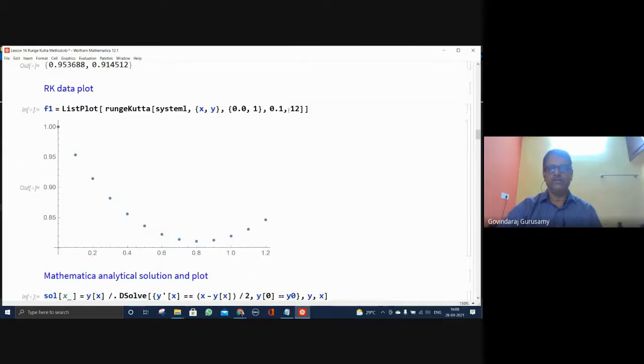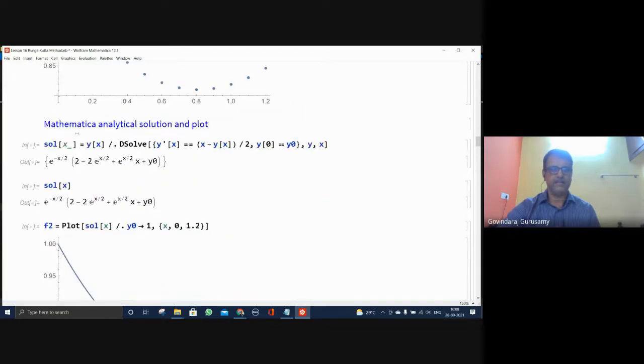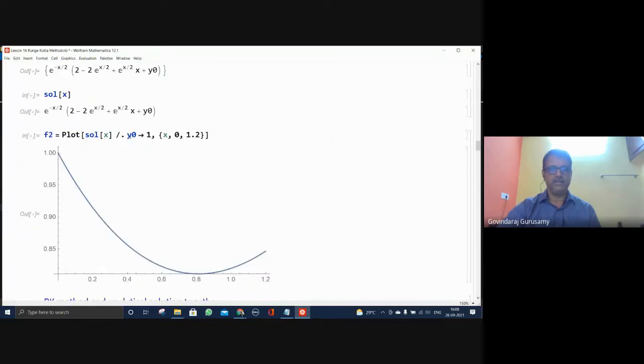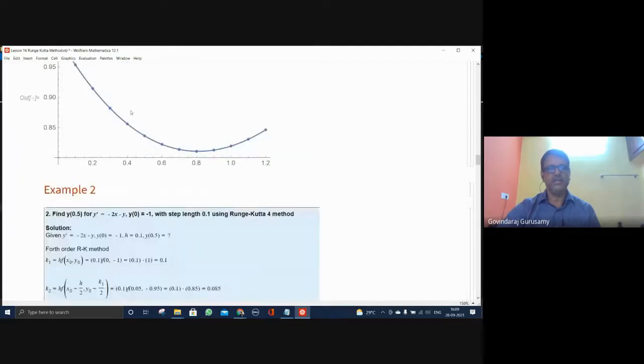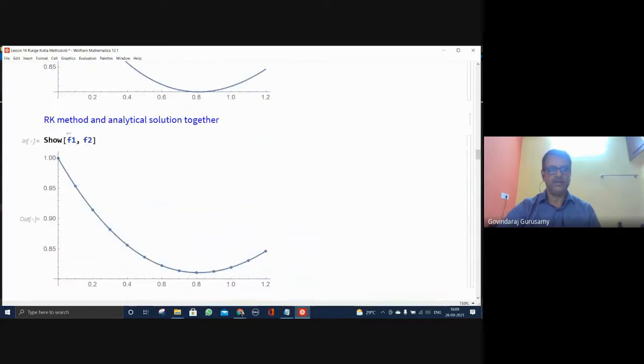And you can go up to 1.2 instead of 0.1 with the interval. Calculate and then make data points here. Okay, that is also done. Look at the analytical solution here. This is the analytical solution for the equation we have solved using Runge-Kutta. Okay, and make a plot with initial condition y0 equal to 1 that has been given there, and this is the plot. This is the data points. Look at this, both are consistent.